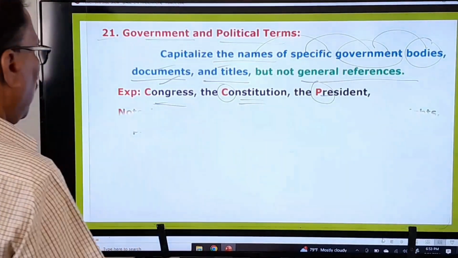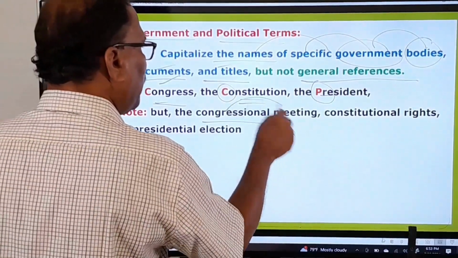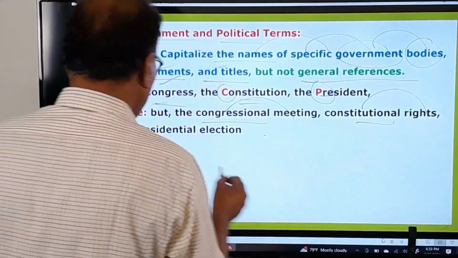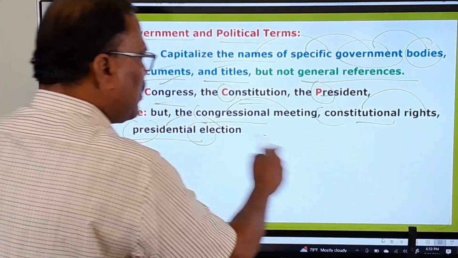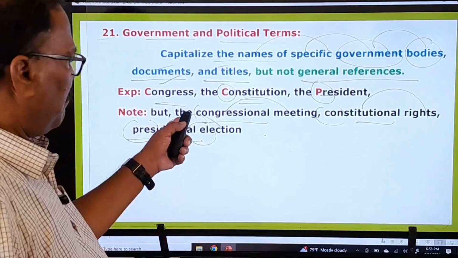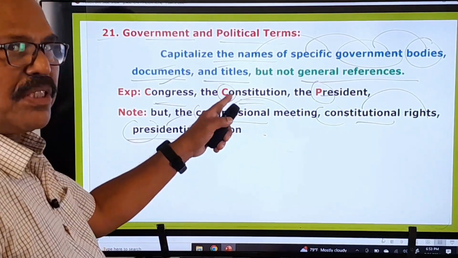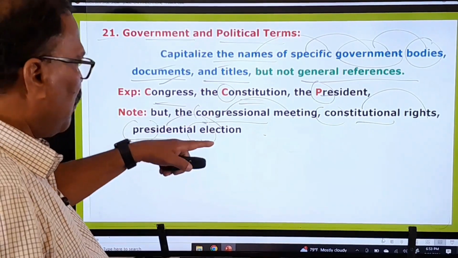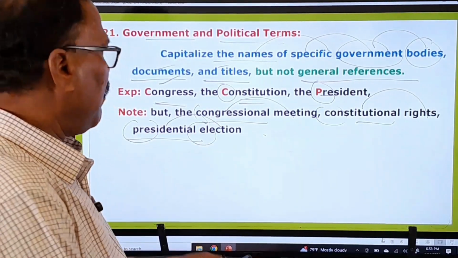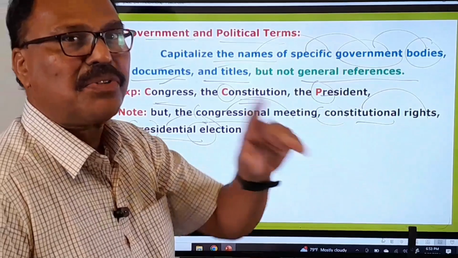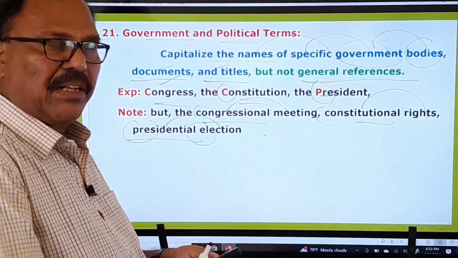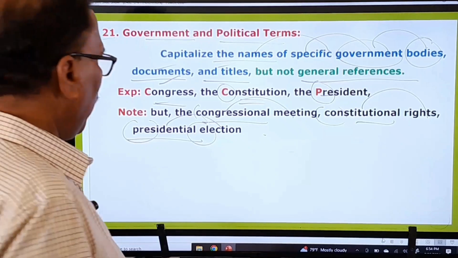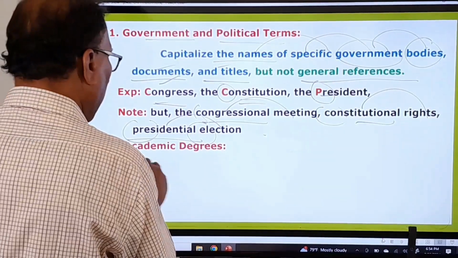Okay, right. And here, but the congressional meeting, constitutional rights, presidential election. In all of them, you are not capitalizing any of them because they are used in a general sense. Here they are used in a specific sense, but here they are used in a general sense. Whenever these words are used in a general sense, you should not capitalize them. But whenever you use them in a particular and specific manner, then you can capitalize them, right? And you move on to the next rule, academic degrees.